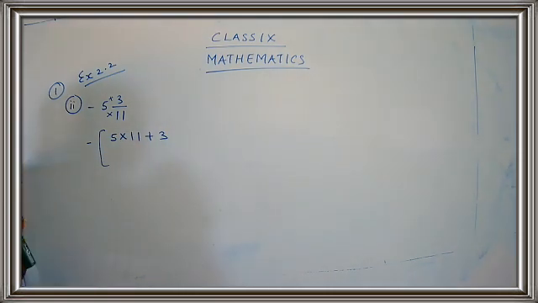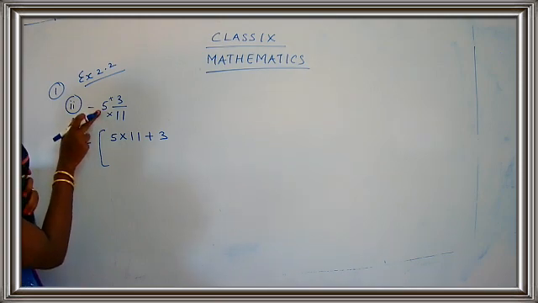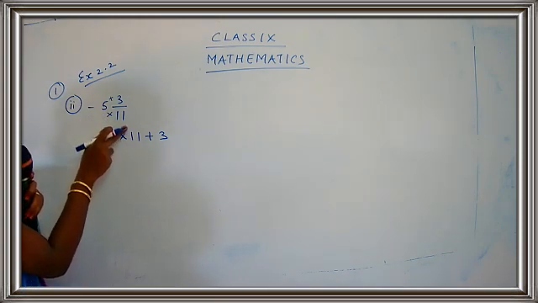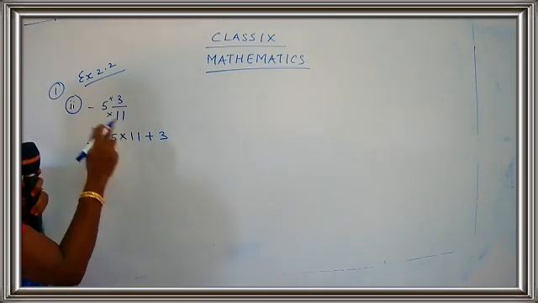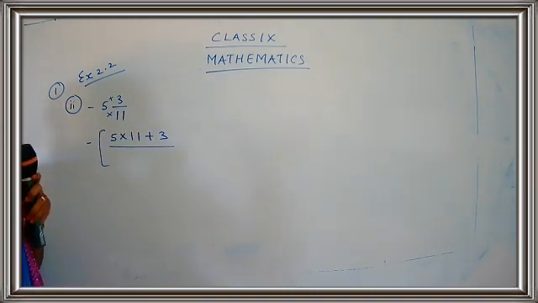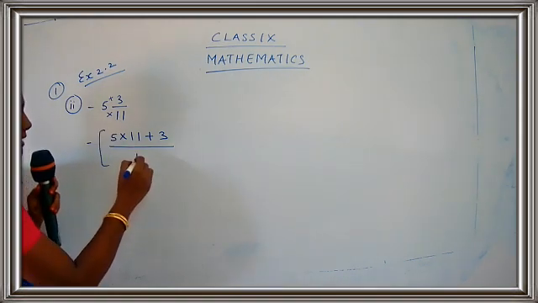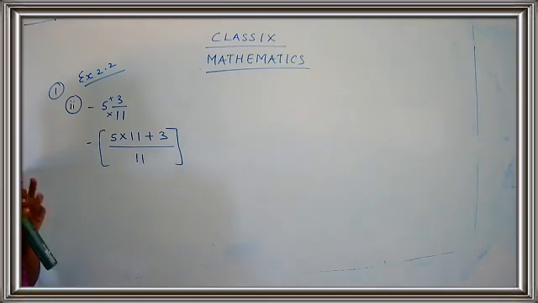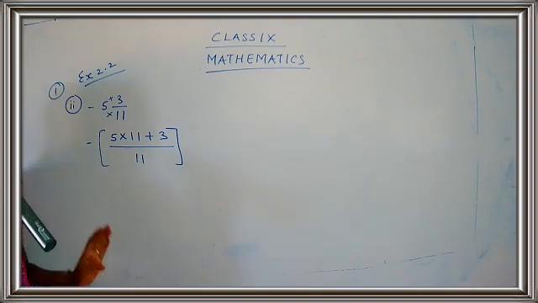Are you getting my point children? So how is the procedure? 5 into 11 plus 3. Okay. Now upon. So we have completed the numerator part and for the denominator part it will be kept as it is. That is 11 will be remaining as 11. So 11 will remain as 11.